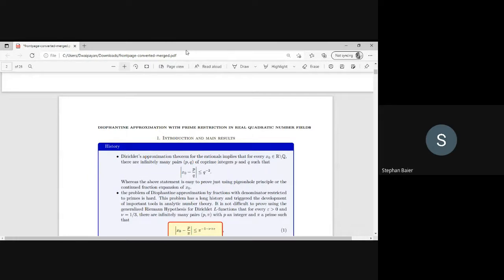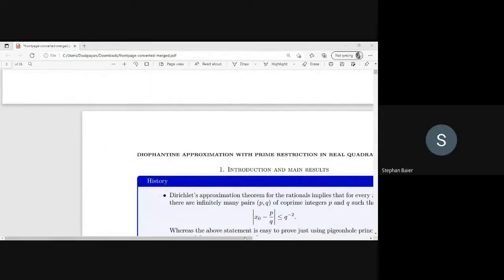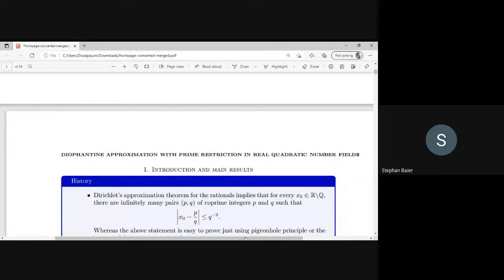Could you make it a bit larger? Some zooming in? Okay, then I'm trying. It's easier to read. Yeah. Is it possible? Yes. That is nicer, that's better to read. Is it okay? Yeah, I think so.